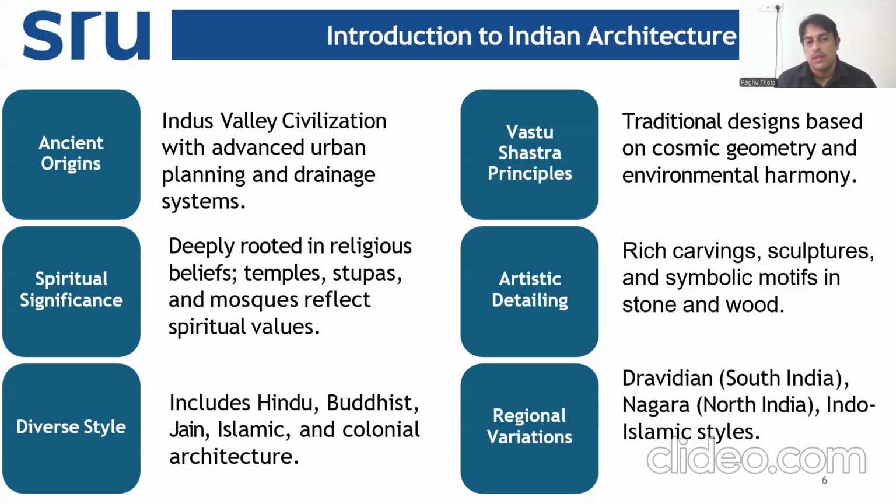Diverse styles were there. Hindu style was there, Buddhist style was there, Jain style was there, Islamic style was there, colonial style was there during the time of the British. So Indian architecture is an amalgamation of different and diverse styles in its constructions. And during ancient times, they strongly believed in Vastu Shastra principles: where to construct the wall, where to dig the well. According to the rules of Vastu Shastra, they constructed all the monuments during ancient times.